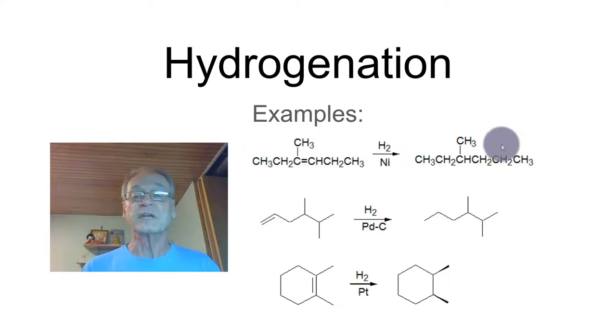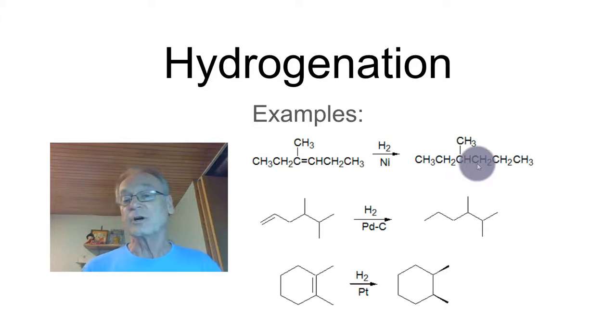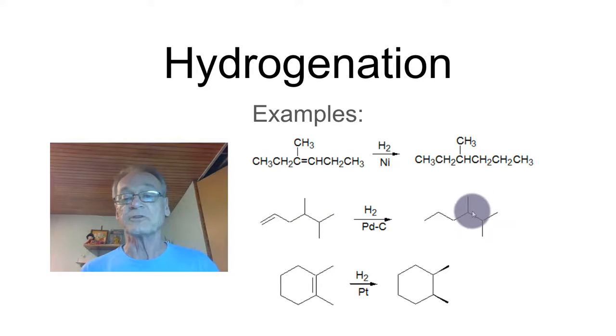So should we put plus enantiomer in this case? And the answer is no, because this kind of structure, since it doesn't actually show the stereochemistry, implies that both enantiomers are there. Notice in this case, that carbon is already chiral, and so if this were the R enantiomer, it would still be R in this case. If this were S to begin with, it would still be S in this case.